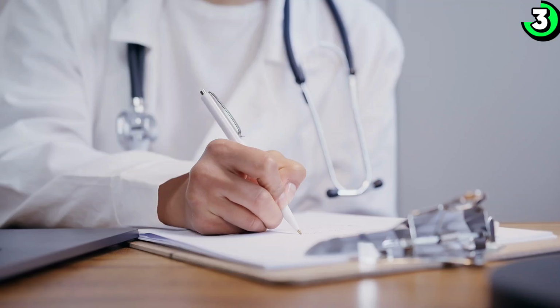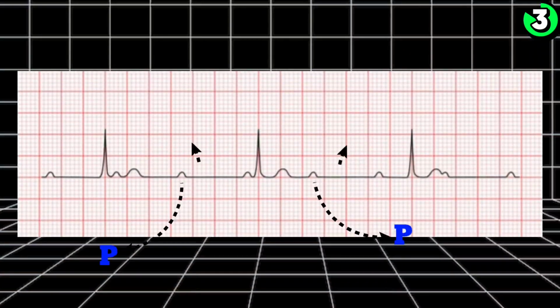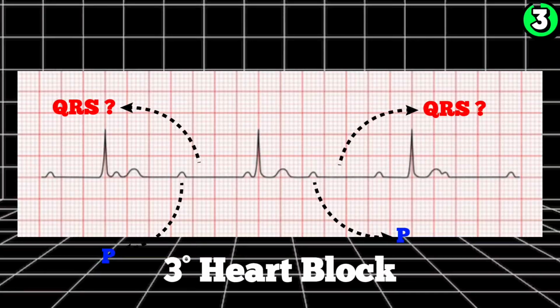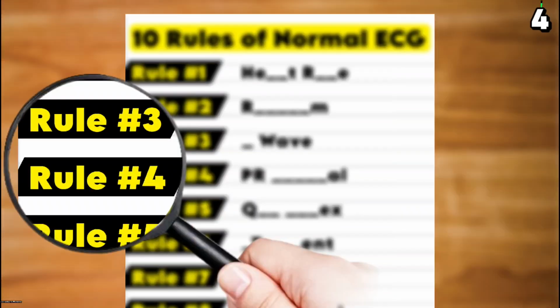Quick case. A 65-year-old patient comes in dizzy, and you see P waves with no QRS after them. That's a classic third-degree heart block. Time for a pacemaker.